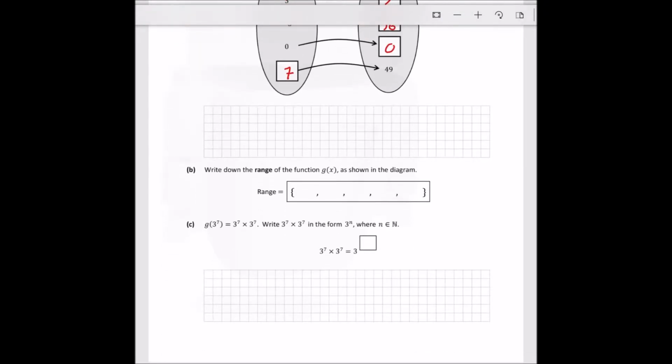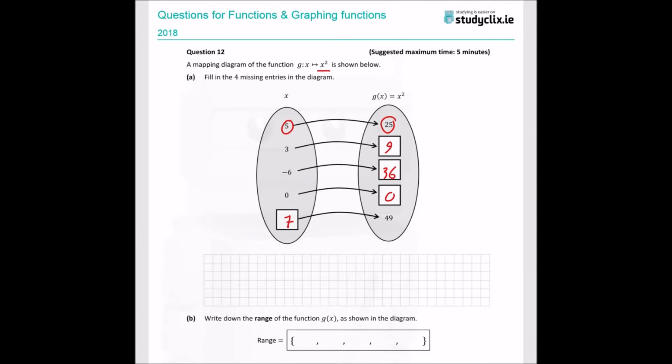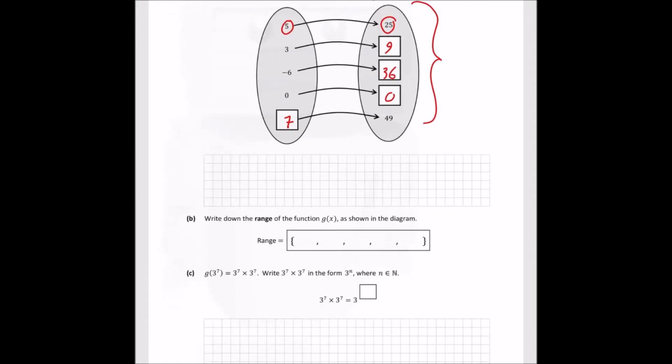Next one. Write down the range of the function. The range is the numbers that we are getting out. So 25, 9, 36, 0, 49. And this question here, it's nothing really to do with functions, but we may as well answer. They're just looking to see what 3 to the power 7 multiplied by 3 to the power 7 is. But when we're multiplying indices, we add the powers, so 3 to the power of 14.